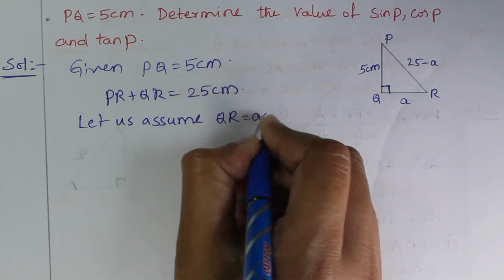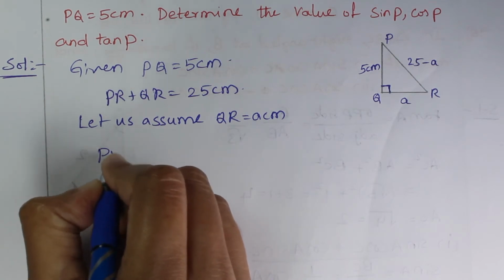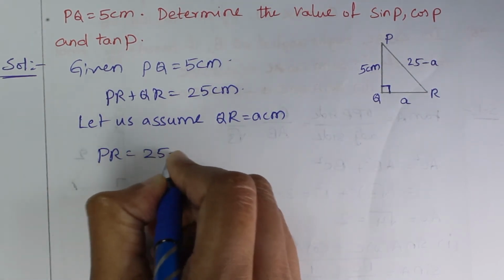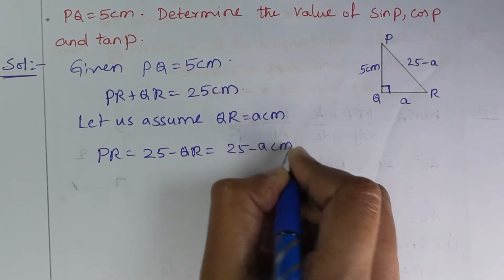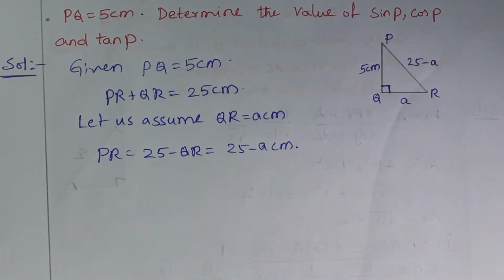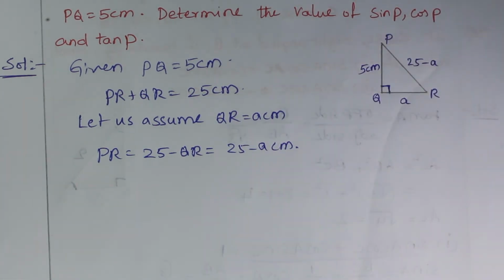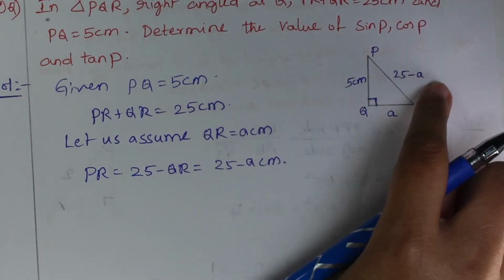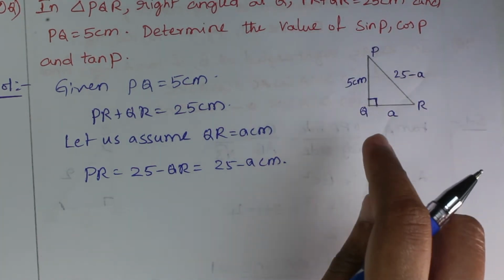QR is equal to A centimeters. Then PR becomes 25 minus QR. That is equal to 25 minus A centimeters. Okay. Now we will apply the Pythagoras theorem to this triangle. PR is 25 minus A, QR is A, PQ is 5 centimeters.